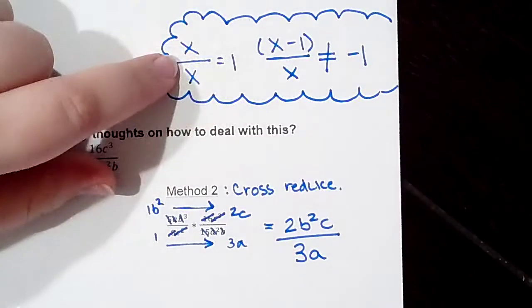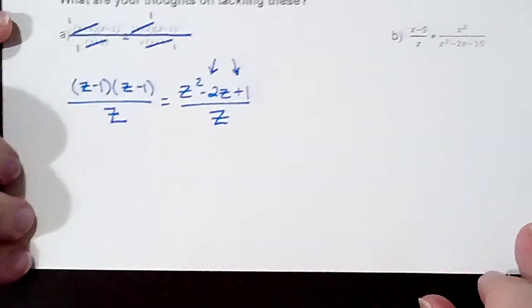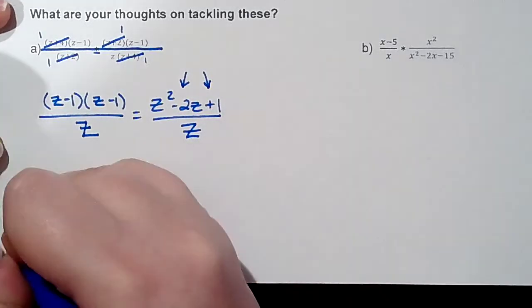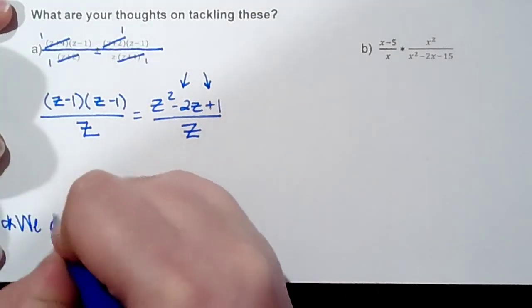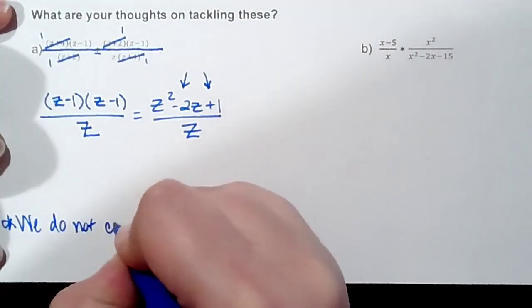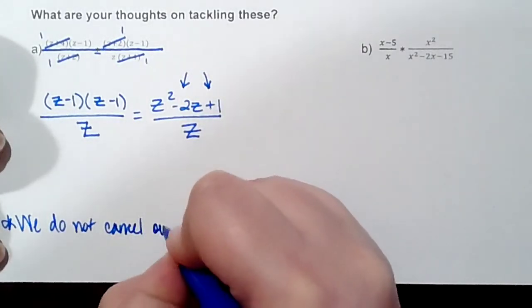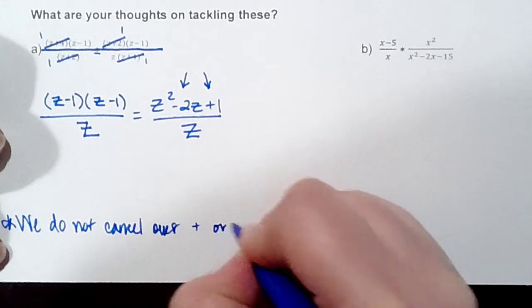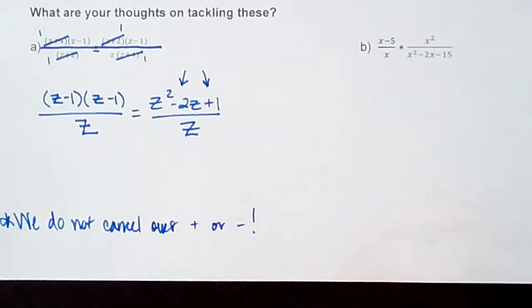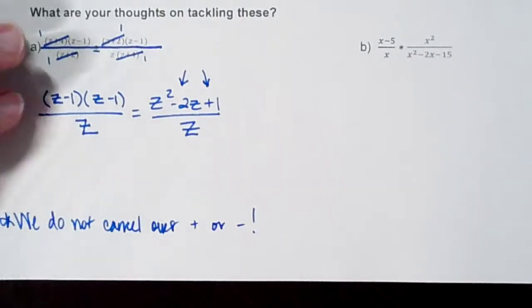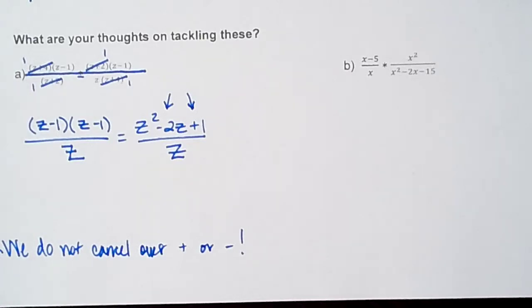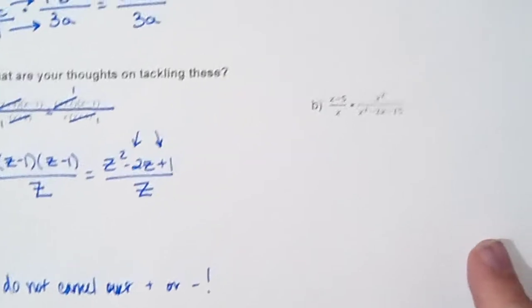So in addition to this cloud of death, I want one other thing to be written down. We do not cancel when separated by addition or subtraction. We do not cancel over addition or subtraction. Bad. Don't do. We don't like that. All right, let's look at the next one.